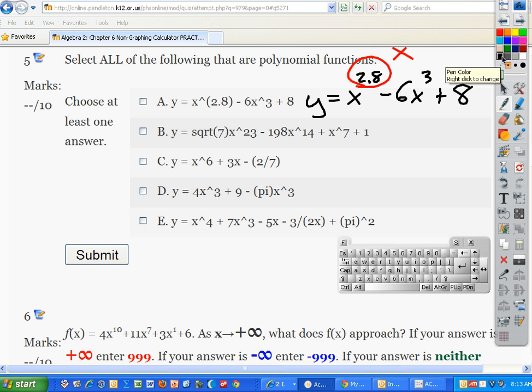This guy says the square root of 7 x to the 23rd minus 198 x to the 14th plus x to the 7th plus 1. Is that okay? What's wrong with that? I see people shaking their heads. What's wrong with that one? Square root of 7? Is that a problem?